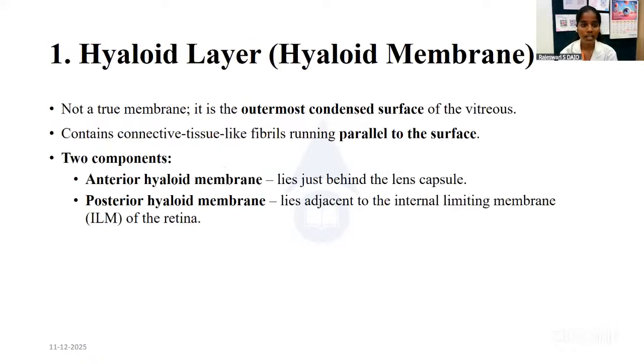Hyaloid layer. It is not a true membrane. It is the outermost condensed surface of the vitreous. It contains connective tissue-like fibrils running parallel to the surface. Two components: anterior hyaloid membrane, which lies just behind the lens capsule, and posterior hyaloid membrane, which lies adjacent to the internal limiting membrane of the retina.